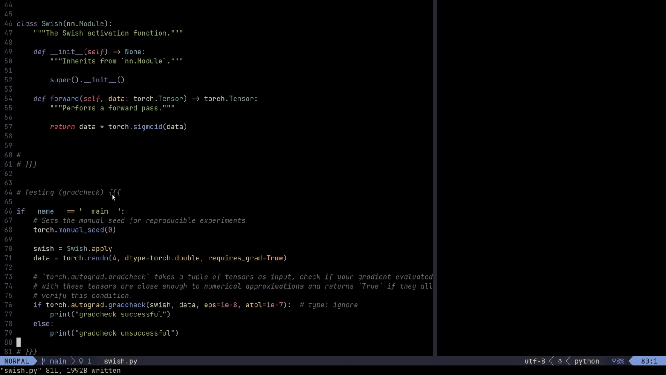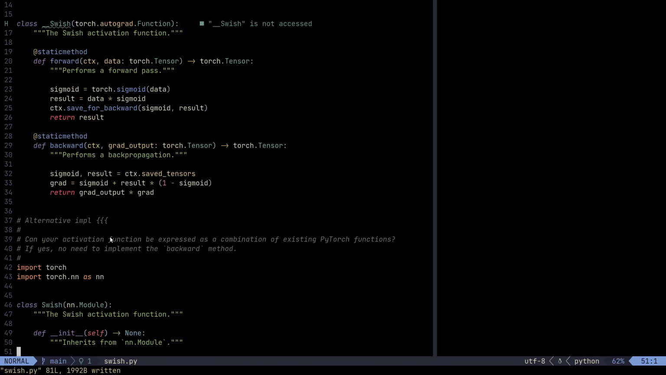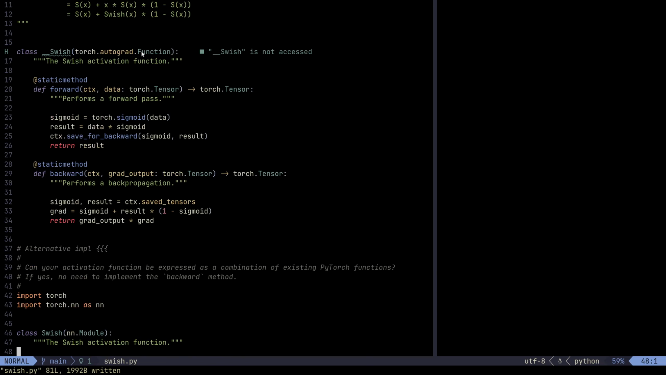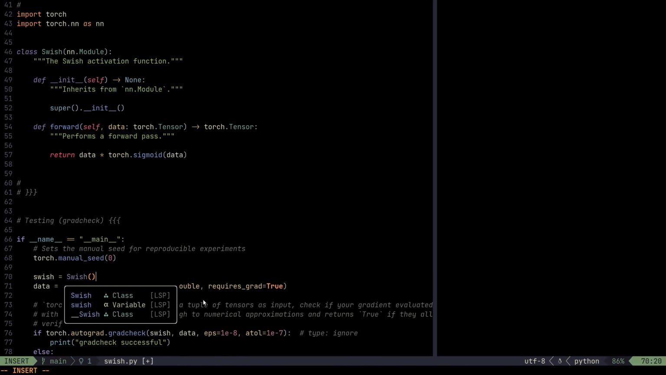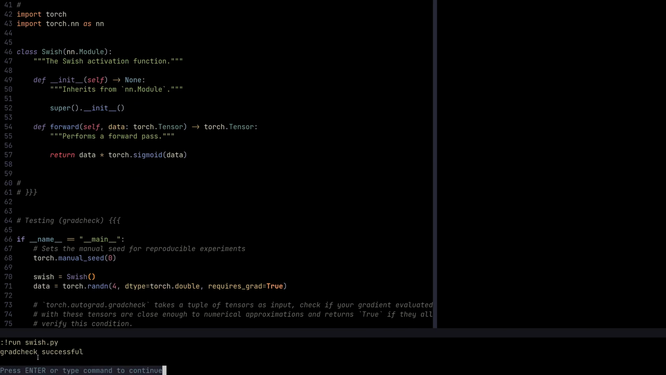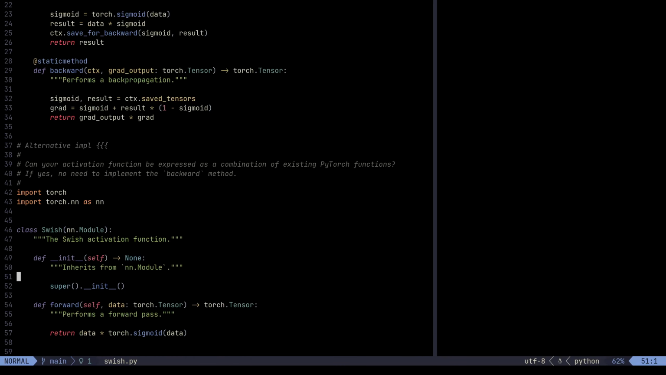Now, the API is going to change a bit here, though. Instead of Swish.apply, apply is needed because we're doing torch.autograd.Function, and that's the API with that kind of implementation. But in this case, we can just initialize the Swish class, if you will, and then we can run this, and we're going to get grad check successful. So this is the alternative implementation where we don't implement everything manually, right?